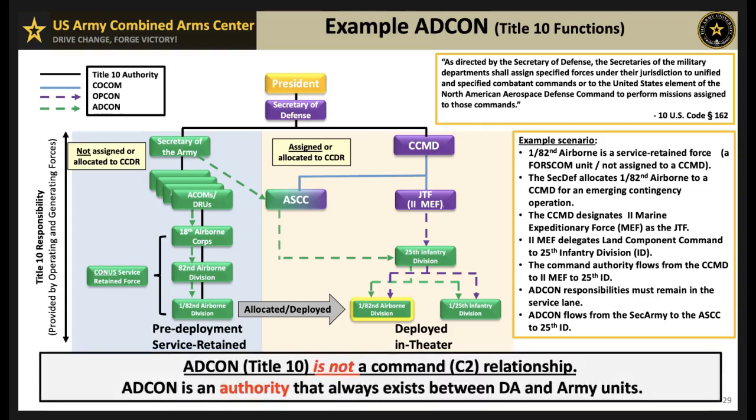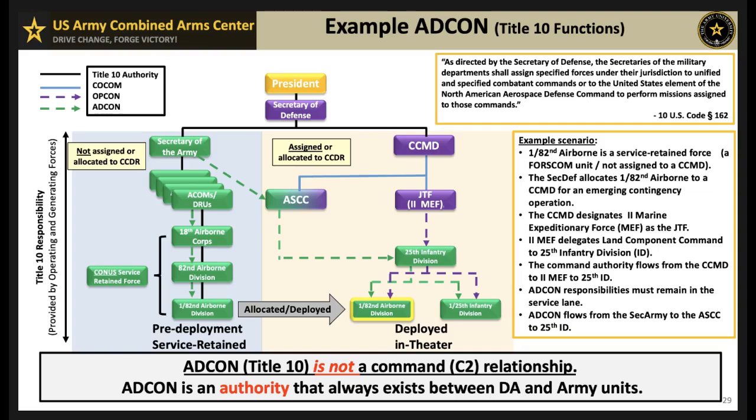ASCCs also maintain admin control, ADCON, from the Department of the Army. This is distinct from command and control. ADCON encompasses administrative functions such as personnel, logistics, and unit training. It's important to note that ADCON relationships can vary and often involve multiple Army headquarters before reaching the Department of the Army. Unlike OPCON, which directly aligns with operational needs, ADCON is a more static relationship, typically following established administrative channels.